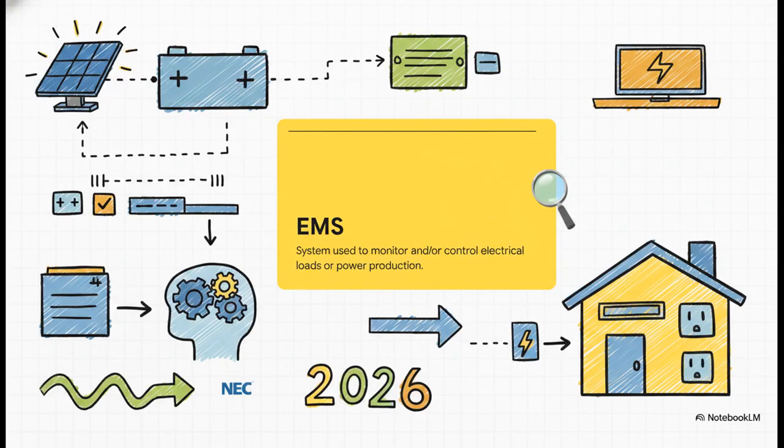And this brilliantly illustrates how the code is adapting to modern technology. I'm talking about the Energy Management System, or EMS. These are becoming incredibly common. As solar power, battery storage, and digital load management become the standard, understanding what an EMS is and exactly how it dictates load calculations will be a major part of the 2026 code structure and your future career.